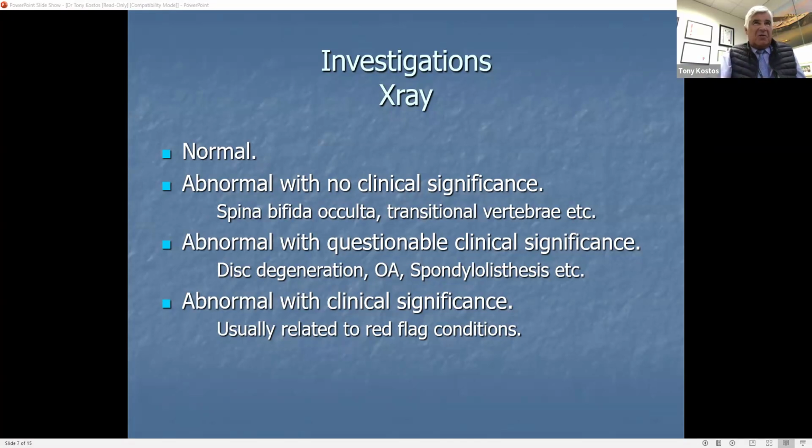Spondylolisthesis is where one vertebra slips forward on the other. But studies show that you're less likely to have pain if you have a spondylolisthesis. So this is not very helpful. And then, of course, if the X-ray is abnormal, you see a fracture or other conditions, these usually relate to the red flag conditions. So the red flag conditions certainly need investigations. Otherwise, for someone with just common garden back pain, the X-ray is basically a waste of time.